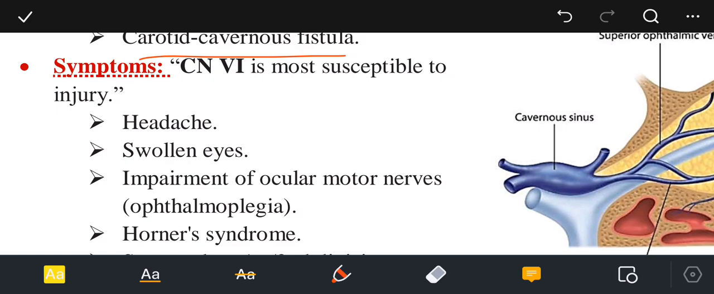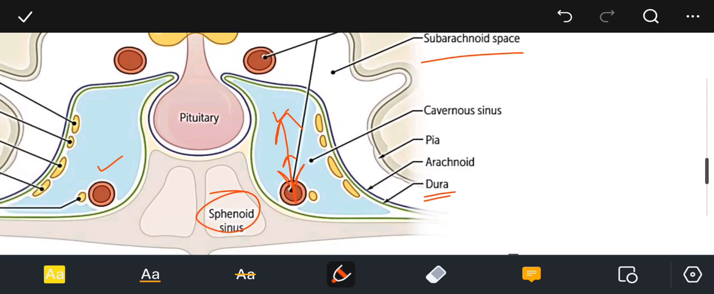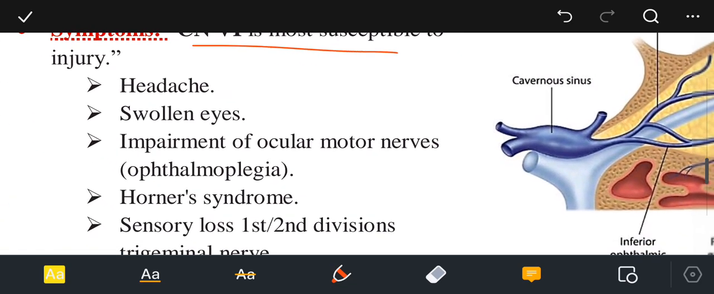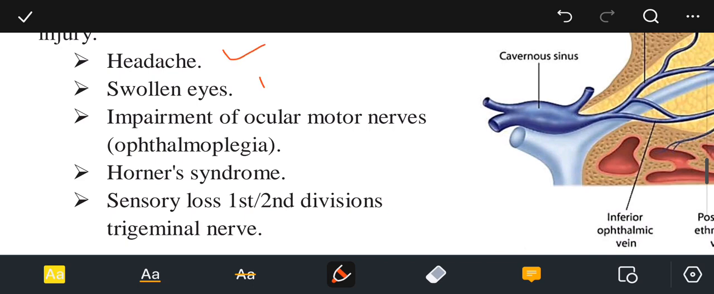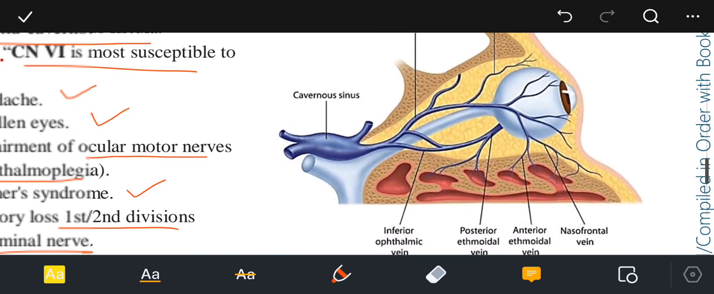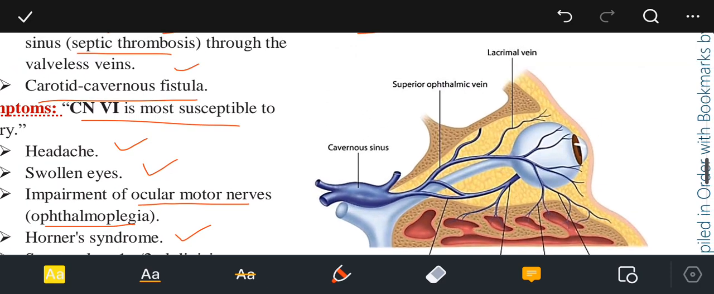So symptoms: CN6 is most susceptible to injury because you can see that it is traveling in the cavernous sinus along with the internal carotid artery over here. So coming back, CN6 is most susceptible to injury, then there will be headache, swollen eyes, impairment of the oculomotor nerve, ophthalmoplegia, Horner syndrome, sensory loss of the first and second divisions of the trigeminal nerve, because both of these nerves also move in the lateral wall of the cavernous sinus. Now here you can see that these are the blood drainages coming to the cavernous sinus.